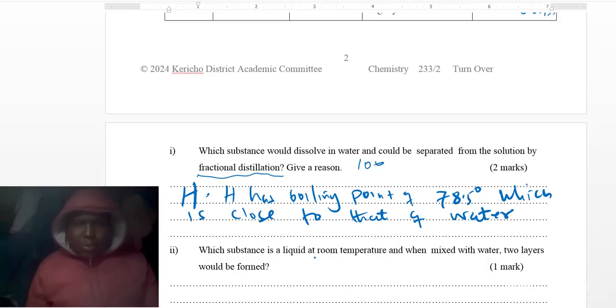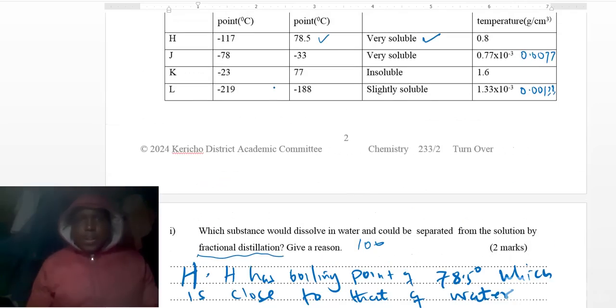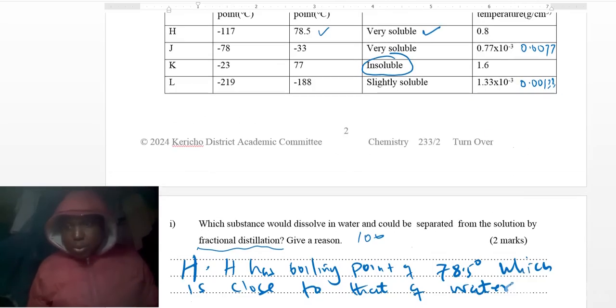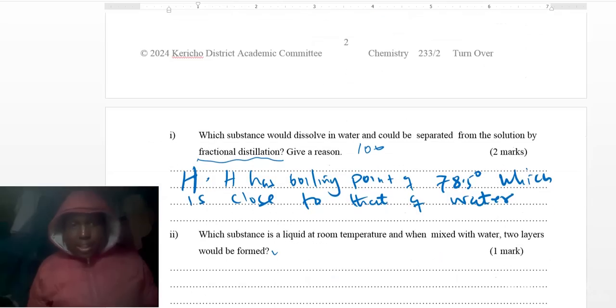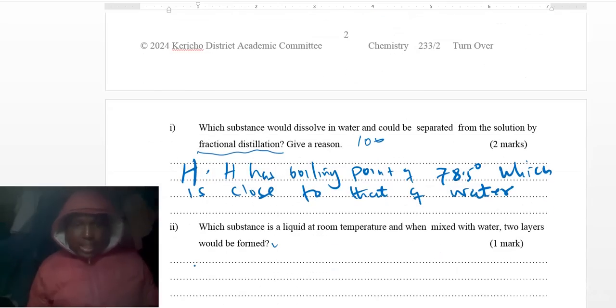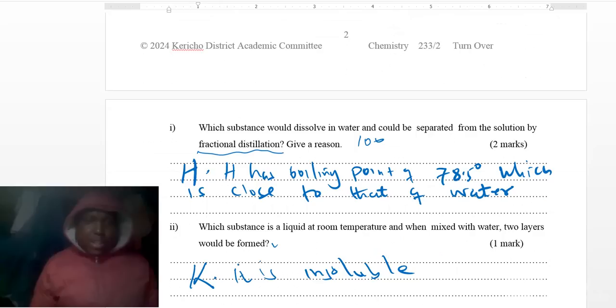Which substance is a liquid at room temperature, and when mixed with water, two layers would be formed? So two layers would be formed, which means it is insoluble. So therefore K, you can see it is insoluble in water. So definitely this one is going to be K. So the answer is K, because you can see there it is insoluble. If it does not dissolve in water, then that one is the best answer. They will form two layers. So the answer here is K. Reason is that it is insoluble in water.